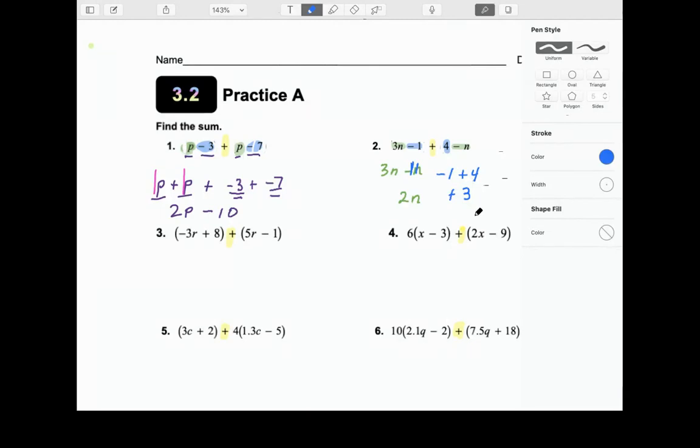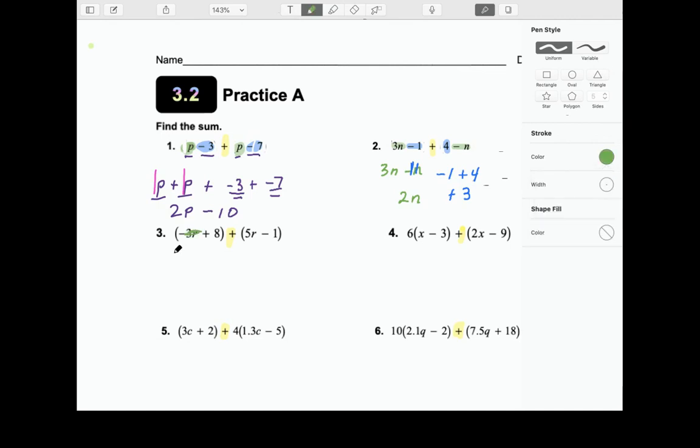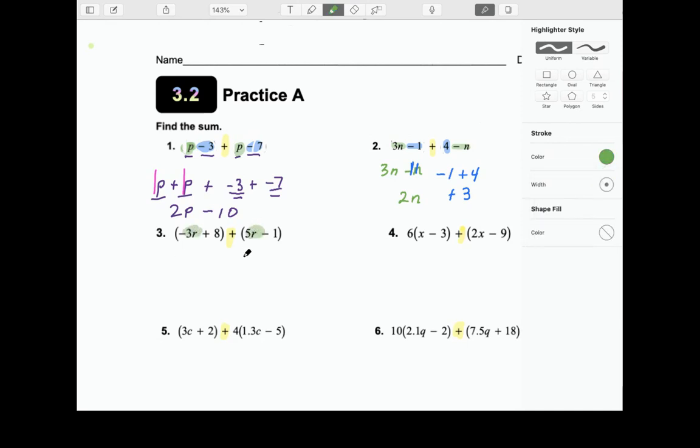Now you might start thinking to yourself, well, I can start kind of figuring this out mentally. It's kind of doing that right now. So negative 3r and 5r. Oops, that's the wrong kind, so I meant to use the highlighter on that. Okay, so negative 3r and 5r. Oh, I can just think to myself, well, I can just put those together, and negative 3 plus 5 is 2r.